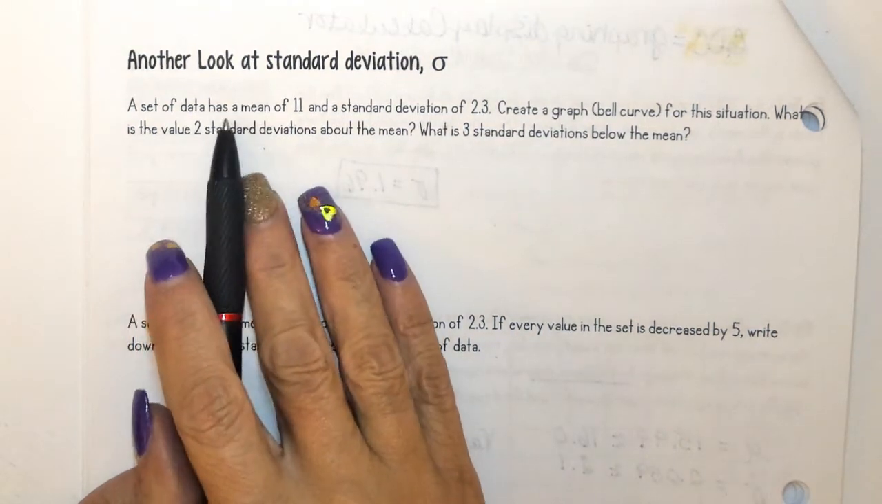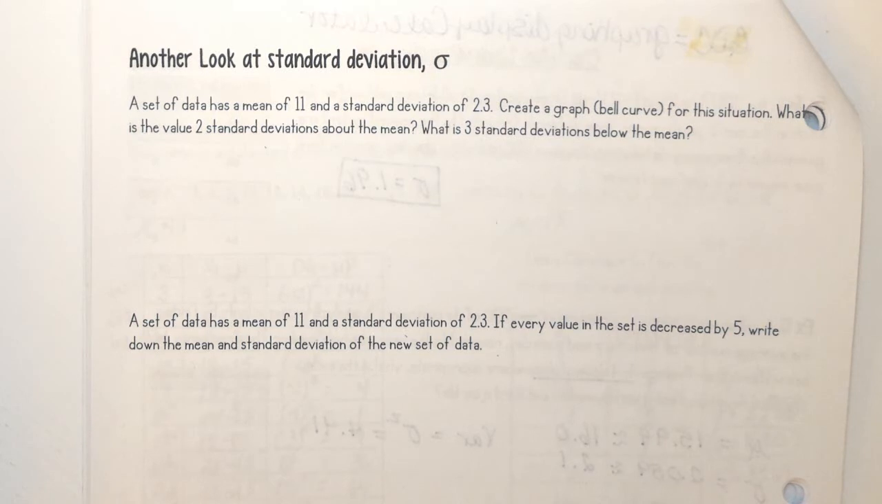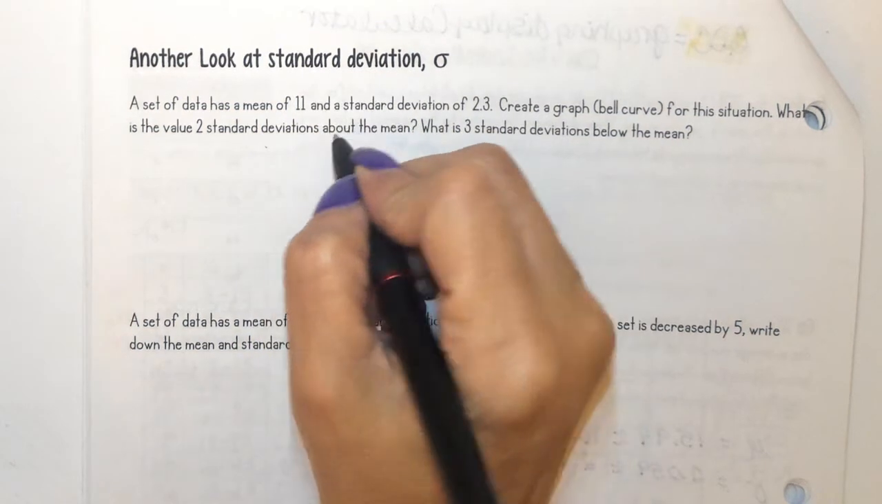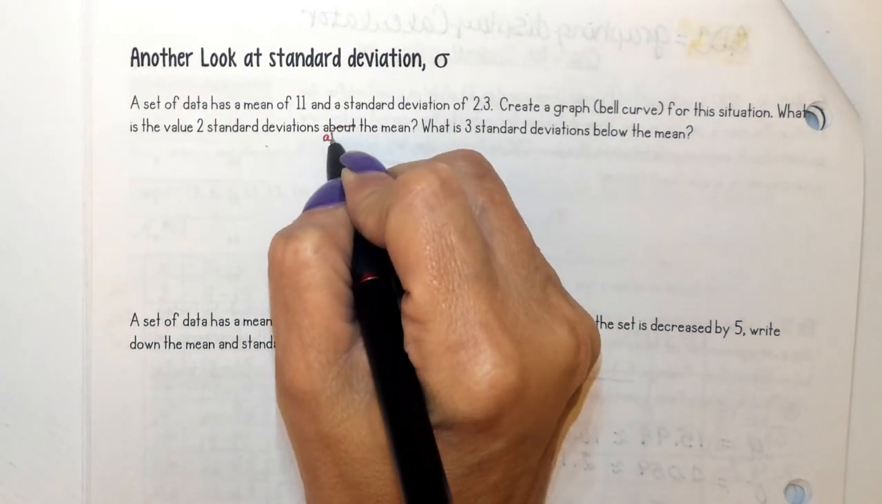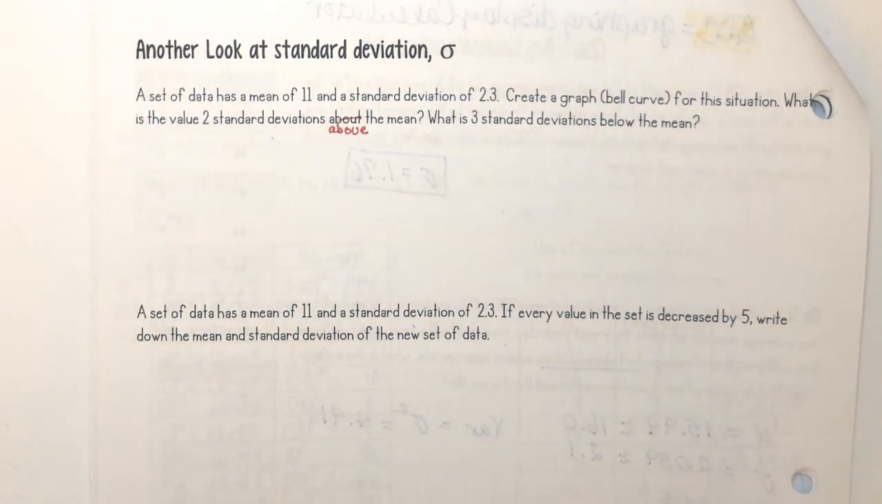A set of data has a mean of 11 and a standard deviation of 2.3. Create a graph, a bell curve, for the situation. What is the value 2 standard deviations above the mean? Oh, I put about. That should be above. Above the mean. What is 3 standard deviations below the mean?